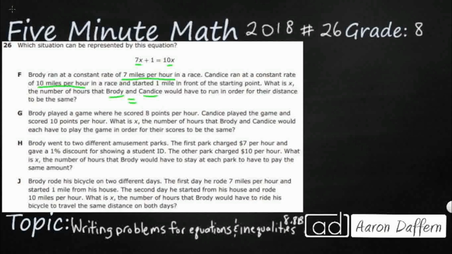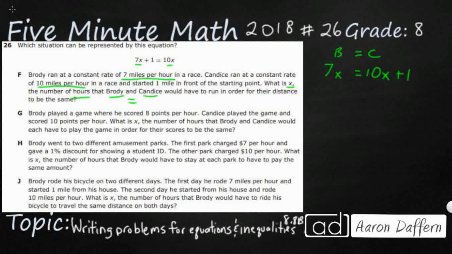All right, so we're going to say Brody equals Candace, and then we're going to replace. Brody is 7 miles an hour, so if x is hours, that's 7x for Brody. Candace is 10 miles an hour and started 1 mile in front of the starting point. So that's going to be 10x, 10 miles an hour, plus 1 mile in front. So we're really close, but obviously the plus 1 is on the wrong side. It's with Candace, not with Brody. So not F. Let's check G.